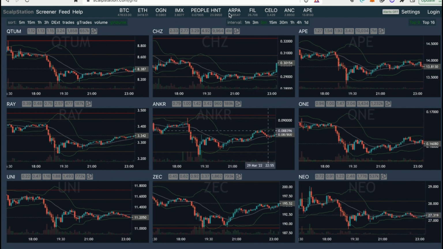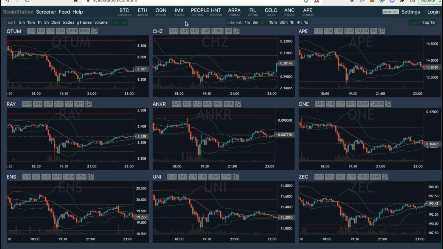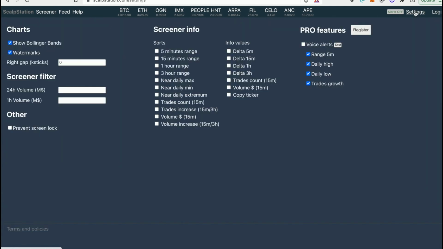We need to mention that Scalp Station has an alerts option. The alerts do not allow you to constantly look at the charts, but react only to some interesting moments. At the moment, there are two types of alerts. One is for range 5-minute and another one for DXed. They work on the principle of appearance of a new big trader on the corresponding sorting page in the screener.